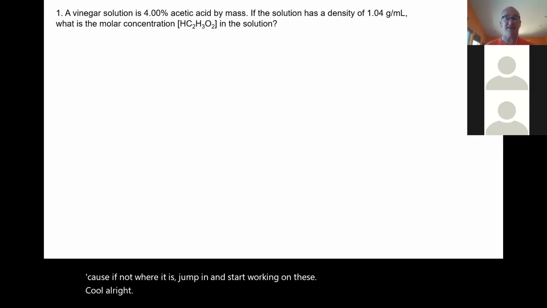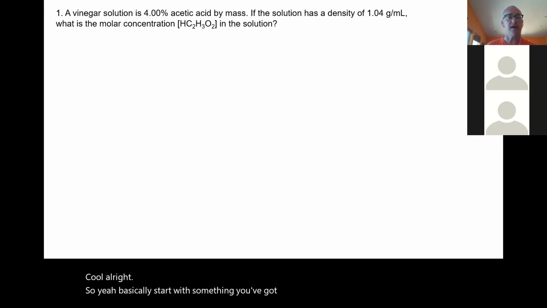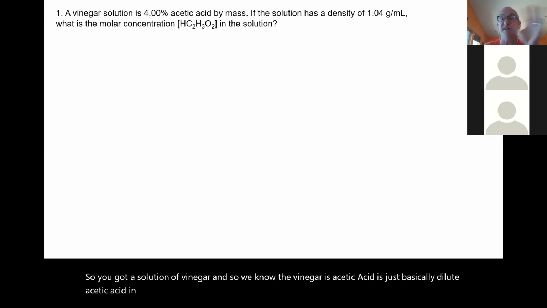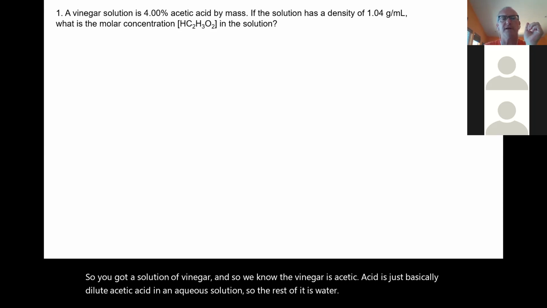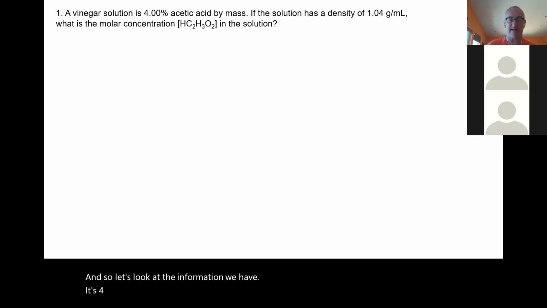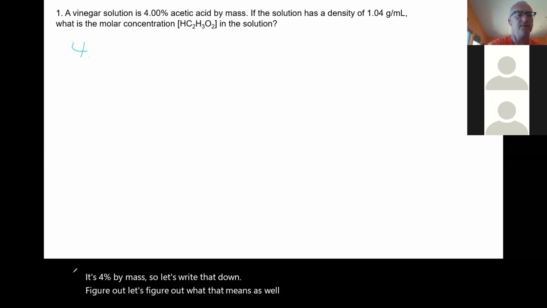So yeah, basically start with something you've got right in your kitchen right now, I'm sure. You've got a solution of vinegar. And so we know that vinegar is acetic acid. It's just basically dilute acetic acid in an aqueous solution. So the rest of it is water. And so let's look at the information we have. So we know it's 4% by mass. So let's write that down. Let's figure out what that means as well. So 4% by mass.